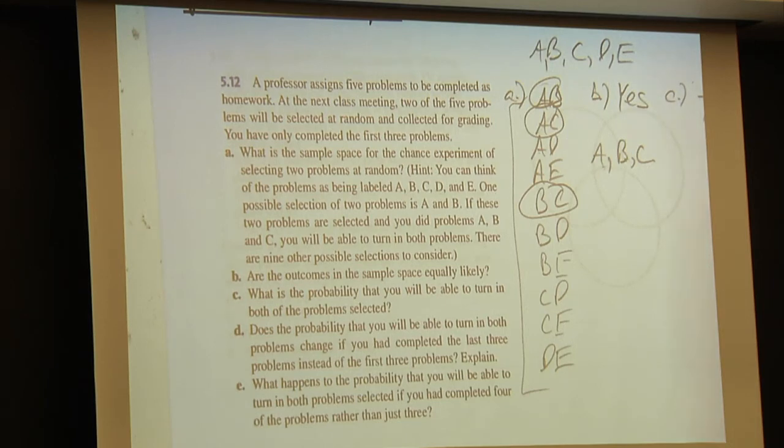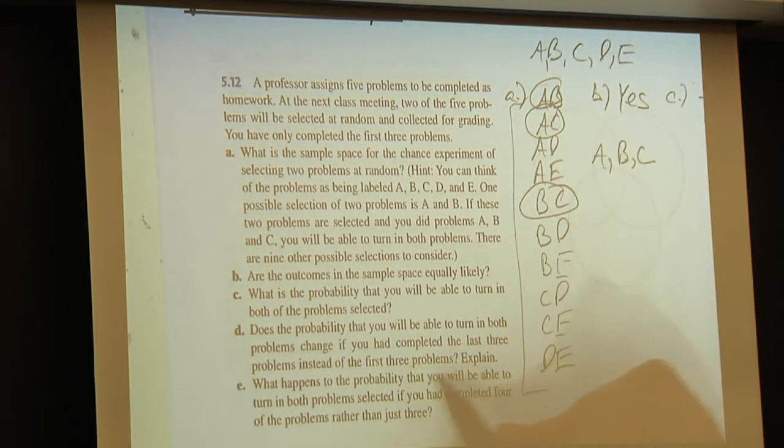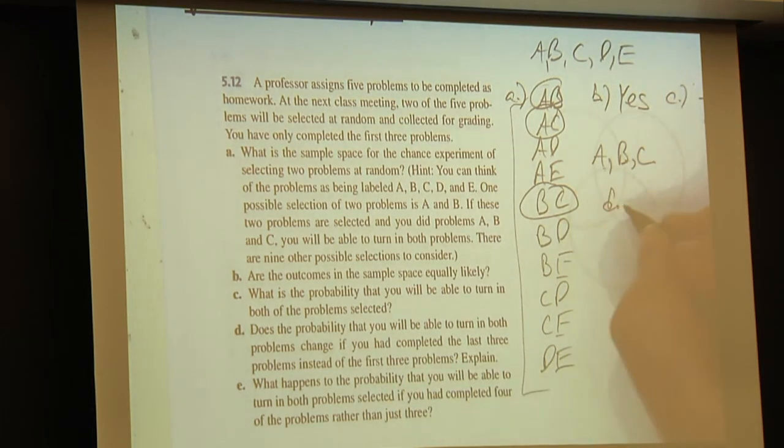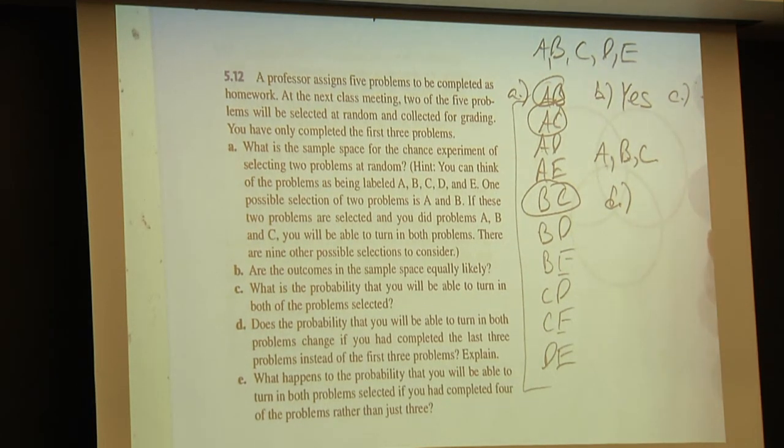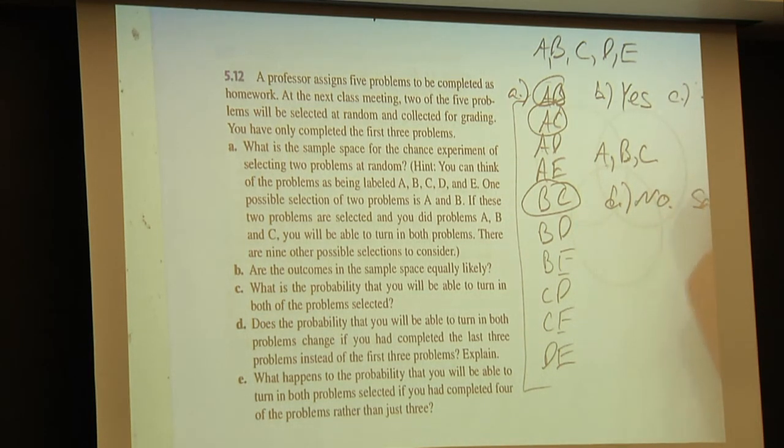Part D, let's see what they say. Would the probability of turning in both change if you have completed the last 3 problems instead of the first 3 problems? So what do you guys think? Do you think that our probability is going to change whether we did C, D, and E instead of A, B, and C, or should it remain the same? Same. Very good, because these are all independent events. It didn't matter if I did B, C, D, or C, D, A, or it's irrelevant. So we're going to say no. Same number of available pairings.